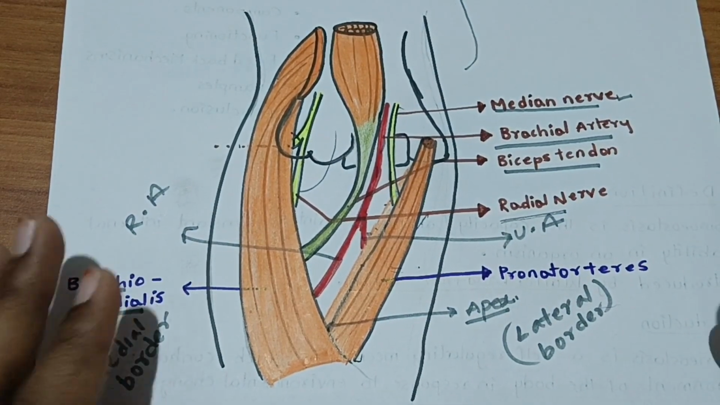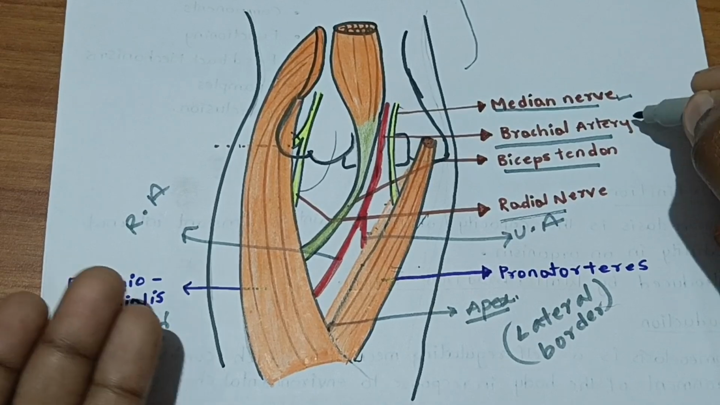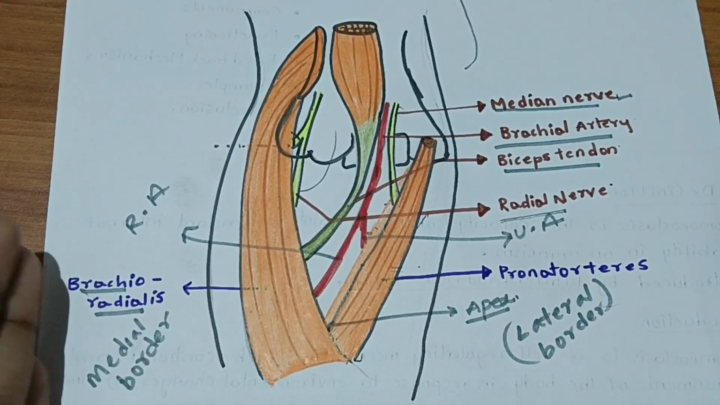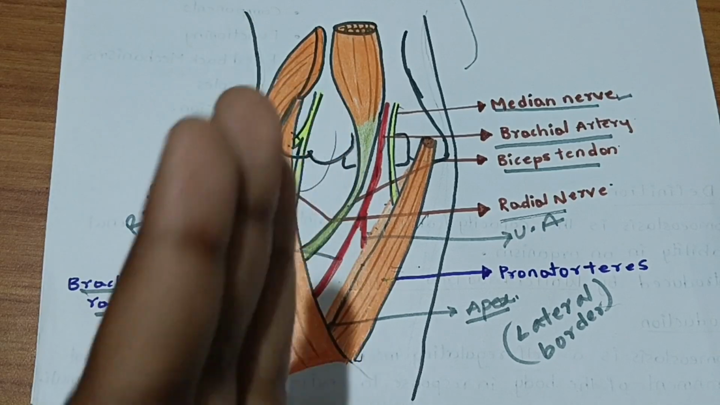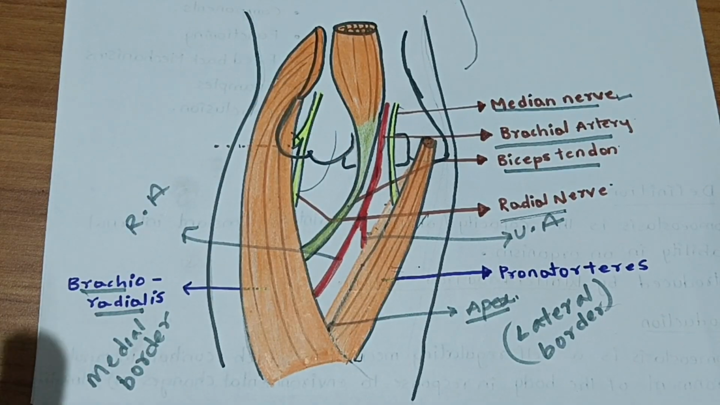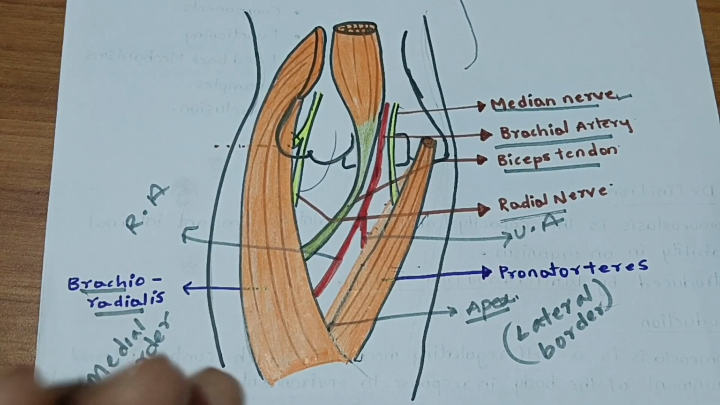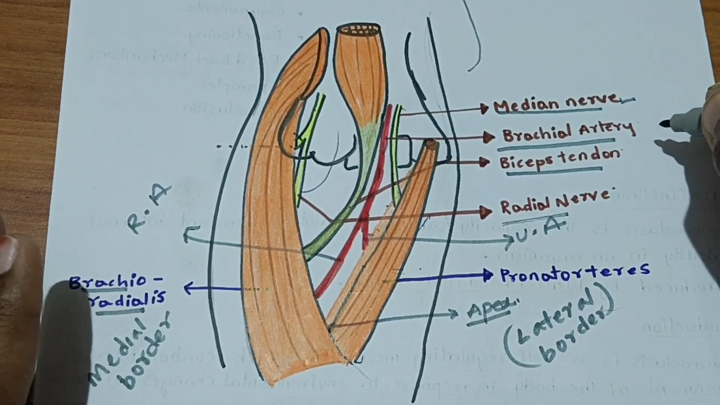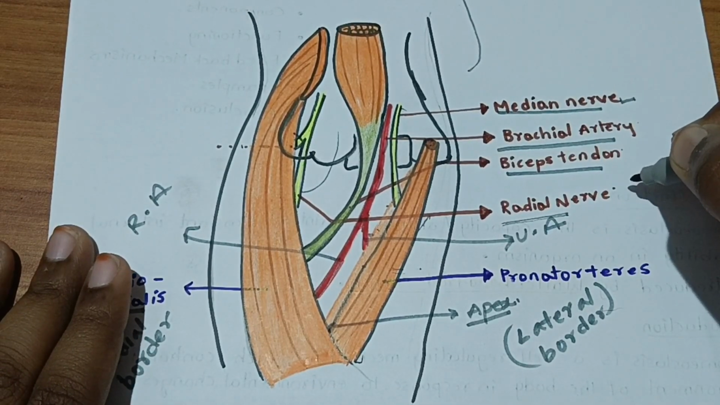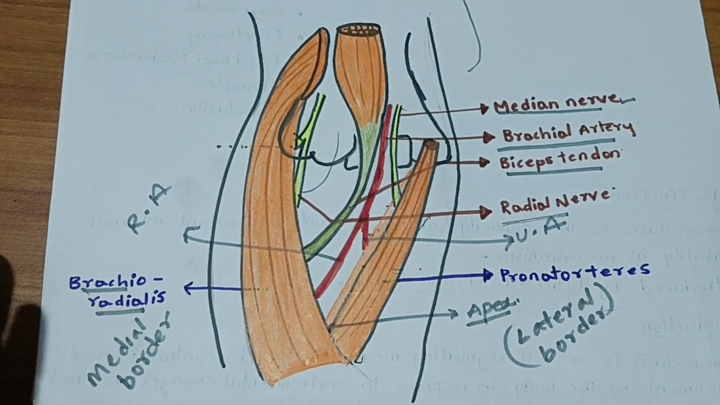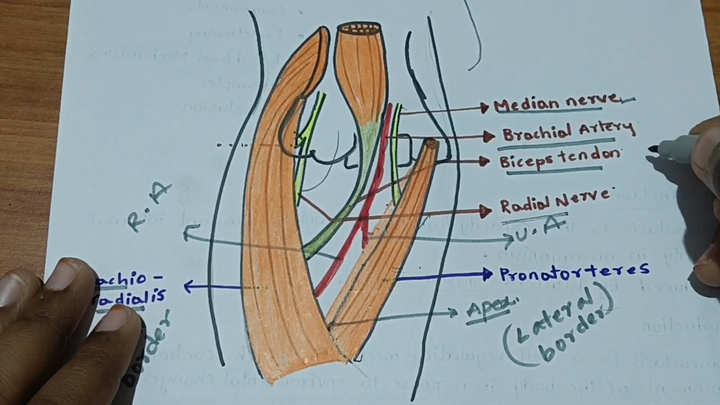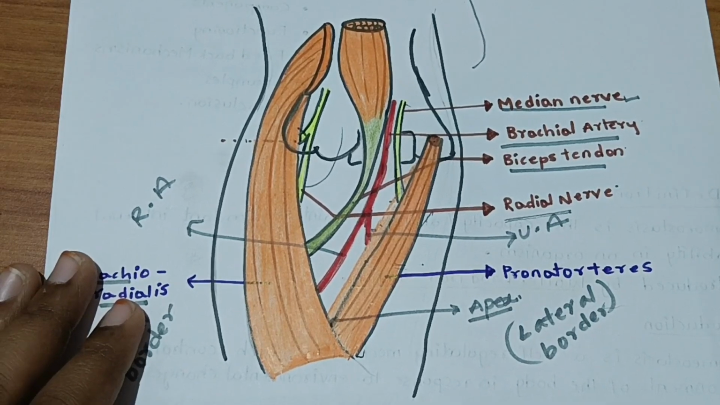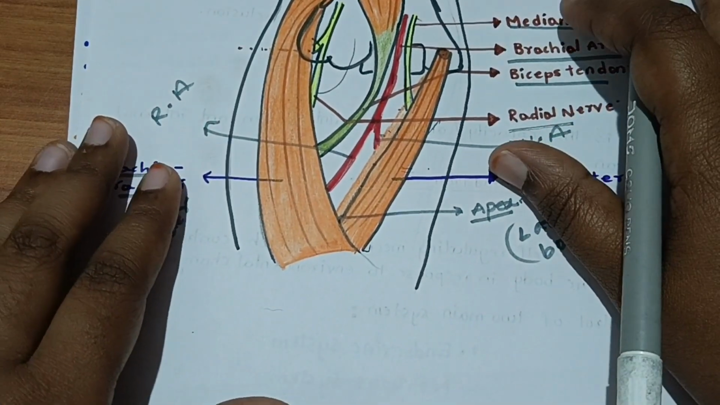So what are the main components? They are median nerve, brachial artery, biceps tendon, and radial nerve from medial to lateral. You can write from lateral to medial or medial to lateral, but you have to write in sequence. From medial to lateral: median nerve, brachial artery, biceps tendon and radial nerve. From lateral to medial: radial nerve, biceps tendon, brachial artery and median nerve. These are the contents of the cubital fossa.